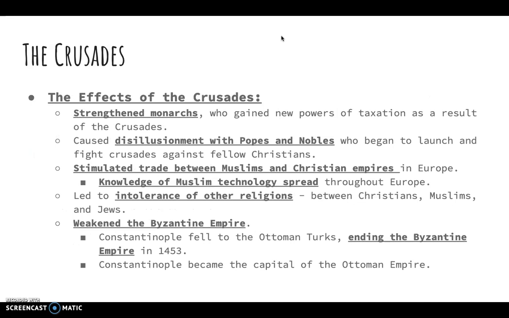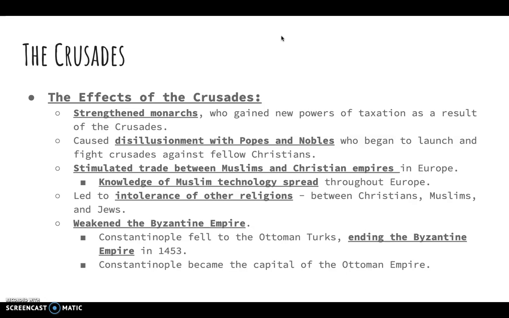Now, overall, the effects of the Crusade. It strengthens monarchs who gain new powers of taxation as a result of the Crusades. Because remember, the monarchs have to ask the people for money in order to keep going. It causes a disillusionment with the popes and the nobles, who begin to launch and fight crusades against fellow Christians. Specifically, that Fourth Crusade that they fought against the Greek Orthodox Church and against the Byzantine Empire is going to have a really big influence on this. They're going to have trusted the popes and trusted the nobles to lead them in a Christian act, and they're going to kind of see that as not happening.